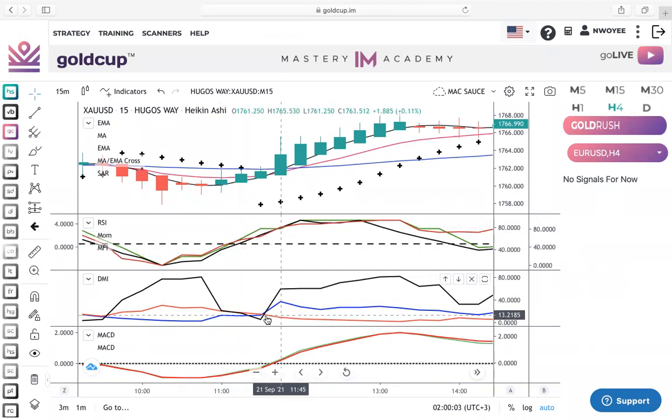Now, the next thing that we're looking for is my DMI. For the DMI, I want to see the blue line cross the red line, and the blue line is on top of the red. The red is at the bottom, the blue is on the top. The blue represents the buyers. So when the blue is on top, it means the buyers are in control. And guess what, look at this.